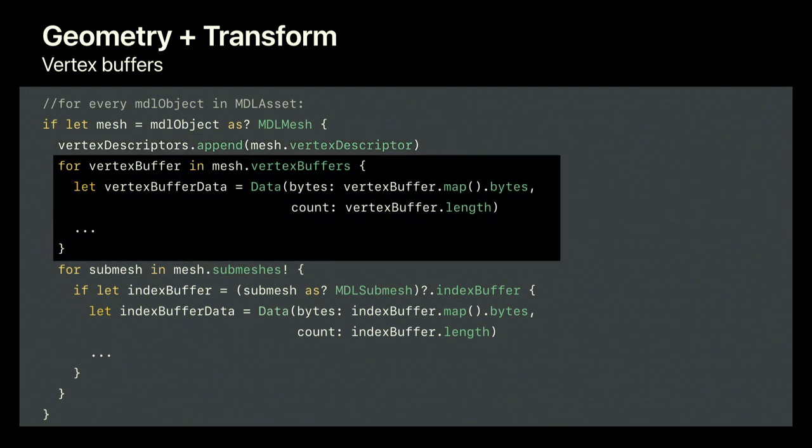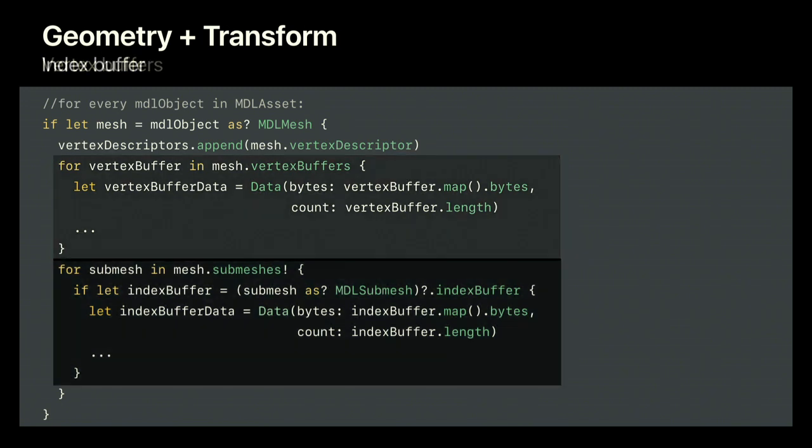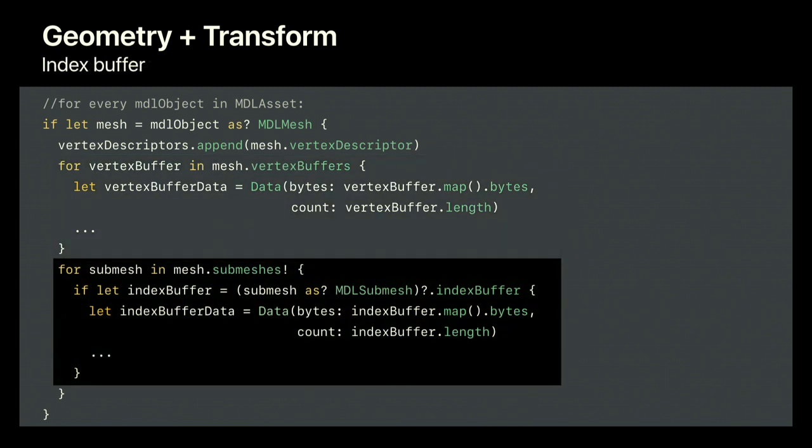For all of the vertex buffers that are in that mesh, we're just going to create an NSData from the vertex buffer bytes and how long it is. And the ellipsis just tells us that we're going to store that NSData somewhere for encoding. Then we're going to run through the submeshes.